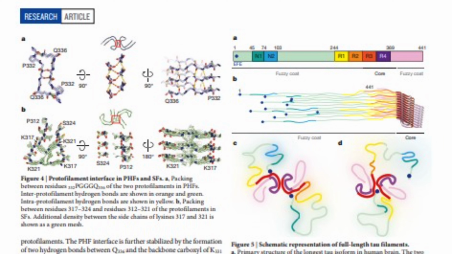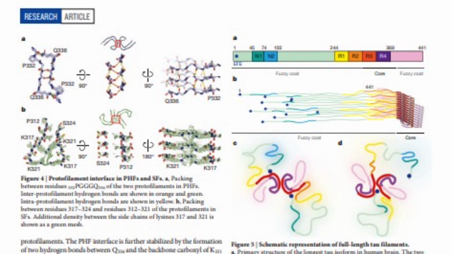Figure 5 shows a schematic representation of full-length tau filaments. A shows the primary structure of the longest tau isoform in human brain. The 2 inserts near the amino terminus are labeled N1 and N2. The microtubule binding repeats are labeled R1 to R4. The 7EFE9 motif near the amino terminus is marked with a blue circle. B shows the 6 different isoforms pack randomly along the helical axis.